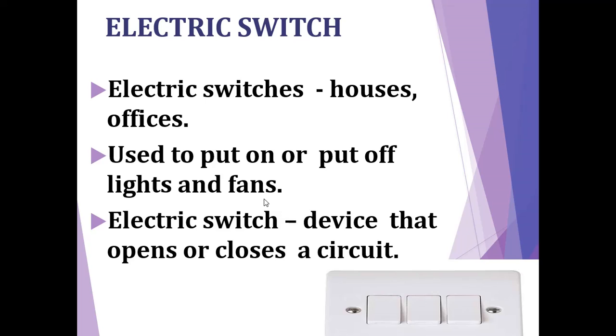Electric switch is a device that opens or closes a circuit. In the last part of the video we have seen that there are two types of electric circuit. One is closed circuit, in which electricity can flow from one terminal to another, and the next one is incomplete or open circuit, in which the path of the electricity is broken at some point so that electricity cannot flow in such a circuit. So electric switch is a device that opens or closes a circuit.